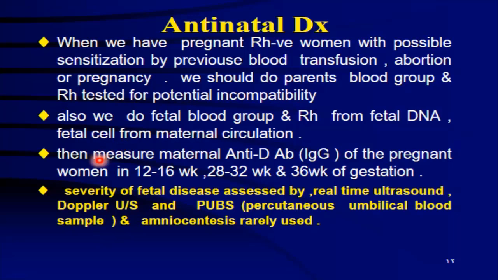Then measure the maternal anti-D antibody. Here we can see if the mother has the antibody, so we measure the maternal antibody, which is IgG, at 12 to 16 weeks of gestation, 28 to 32 weeks of gestation, and 36 weeks of gestation.